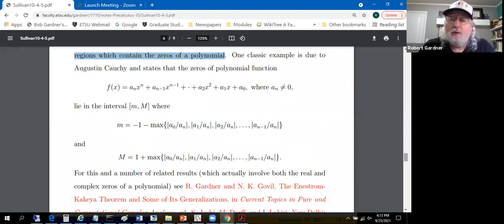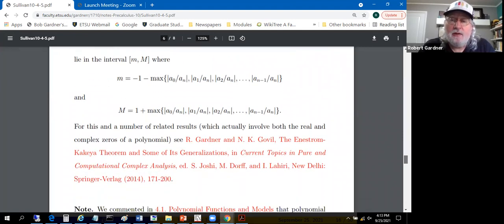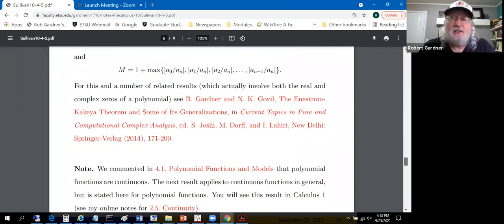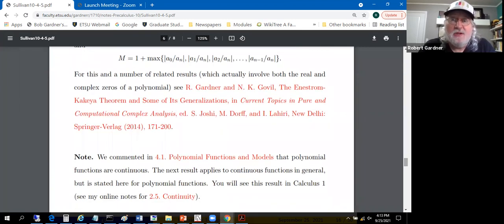There are, to this day, areas of research related to addressing these questions. It just so happens I do stuff like this in some of my research, but it's set in the realm of complex analysis. I have a link to a paper here on what are called Eneström-Kakeya theorem results. Click on the link in the notes and it'll take you to that and have a good time.